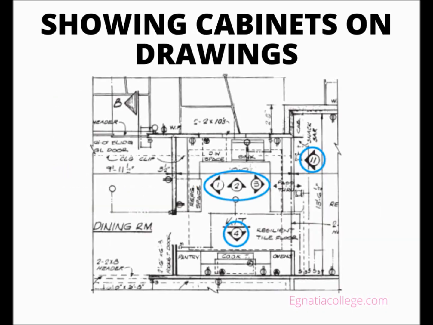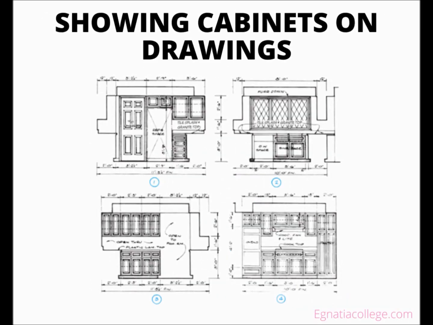Showing cabinets on drawings. The layout of the cabinets can be determined by reading the floor plan and cabinet elevations together. The floor plan normally includes reference marks indicating each cabinet elevation. The floor plan shows the location of major appliances and may include some overall layout dimensions.